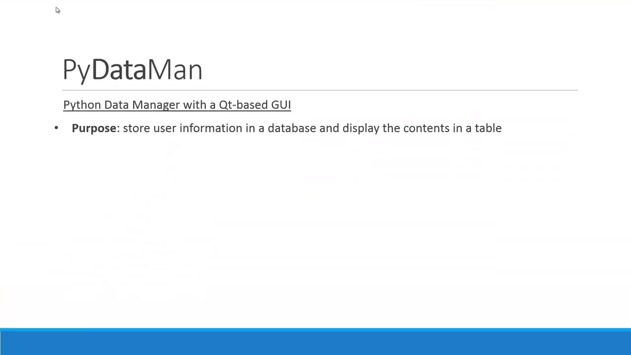So let's begin. We'll call our application the PyDataMan, and this will be a Python data manager with a Qt-based GUI. The purpose of this application will be to store user information in a database and display the contents of that database in a table. So, the task is not a huge one, but it is nevertheless something that involves a lot of complex syntax and some computations and some fairly complex code that we'll see in the future videos.